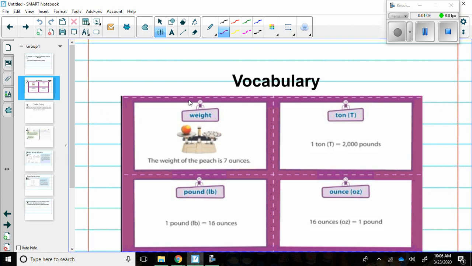Next, we have ton. 1 ton equals 2,000 pounds. 1 pound equals 16 ounces. And an ounce equals 1 pound. So take a minute to pause the video now and write these conversions in your notebook now. Press play when you are ready to continue.